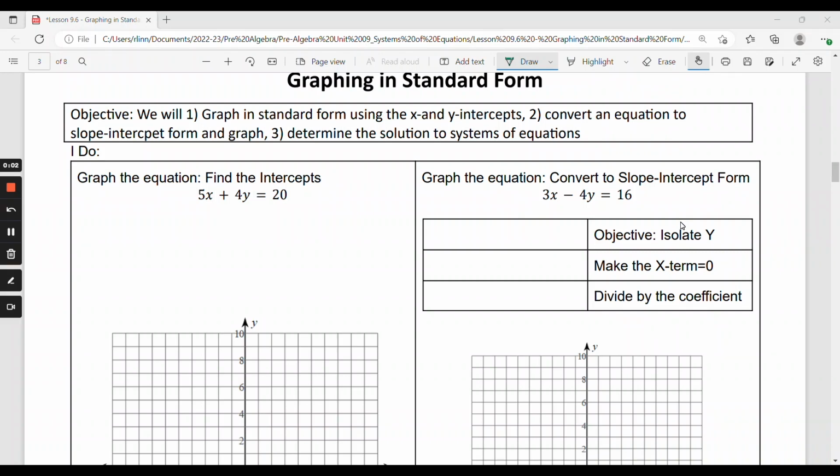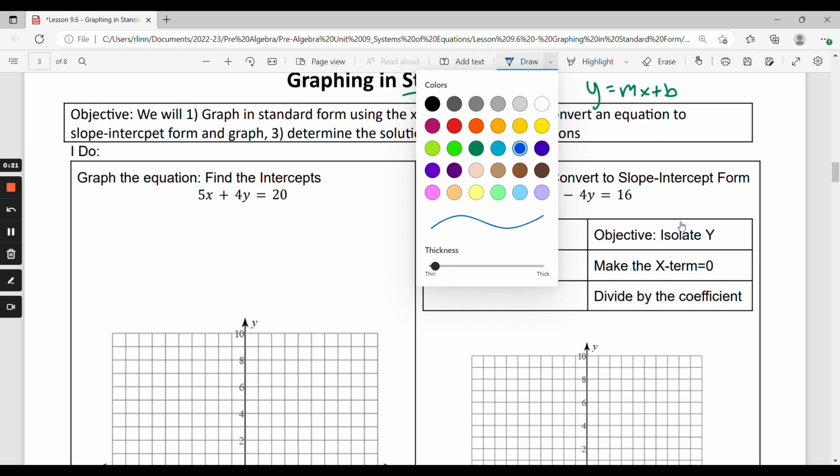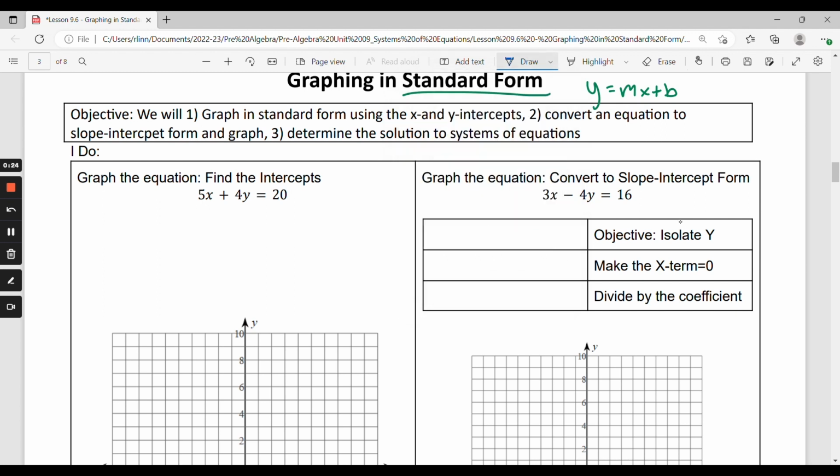Today's lesson is all about graphing in standard form. Up until now, most of the graphing that we've done has been with equations in slope-intercept form. Remember, slope-intercept form is y equals mx plus b. Standard form is not the same as slope-intercept form. Standard form is instead written as ax plus by equals c.